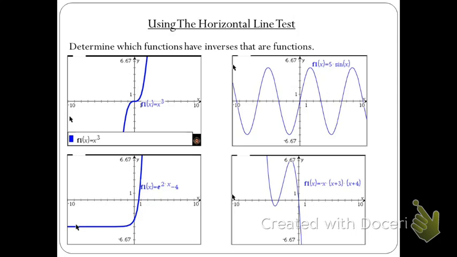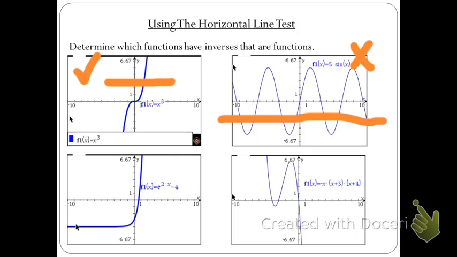You should have determined that the first graph's inverse would be a function, because that graph passes the horizontal line test. There's no horizontal line that can be drawn here that would pass through that graph more than once. The second graph, going from left to right, does not have an inverse that's a function, because you could draw in several places a horizontal line that passes through that graph more than once. The third graph, its inverse would be a function. The fourth graph, its inverse would not be a function. Again, there's a horizontal line that passes through the graph of f of x more than once.